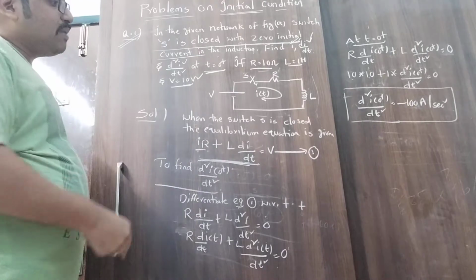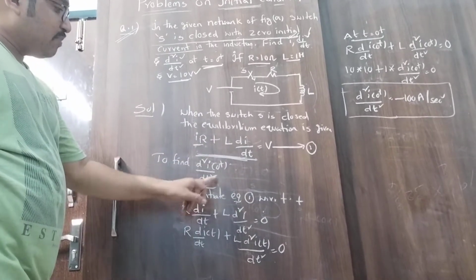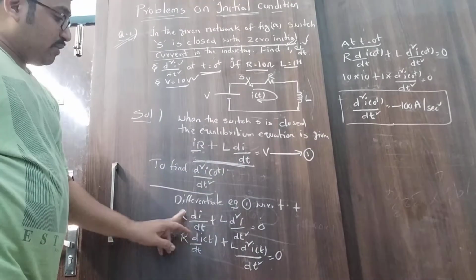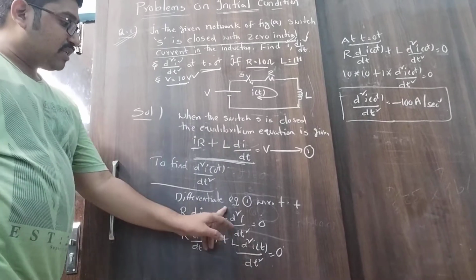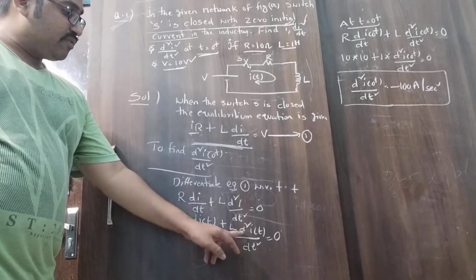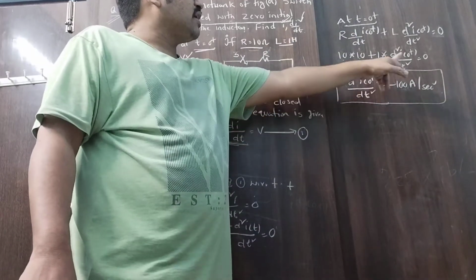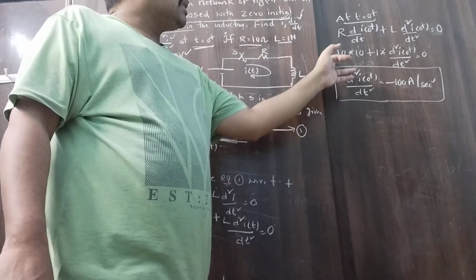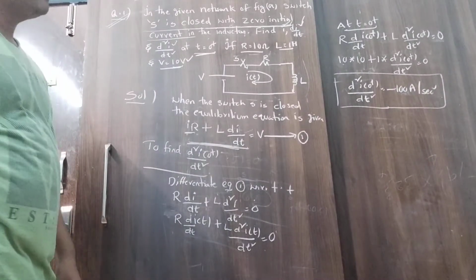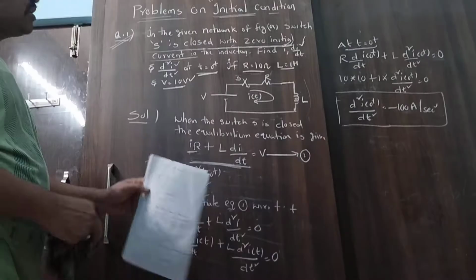Then we need to find out the di by dt by using this equation. Then we need to find out d square I divided by dt square at 0 plus by differentiating equation 1. We are going to get R into di divided by dt plus L into d square I divided by dt square is equal to 0. In terms of I of t, if I write this equation at t is equal to 0 plus, I need to substitute the values. After simple simplification, we are going to get d square I of 0 plus divided by dt square is equal to minus 100 ampere per second square.